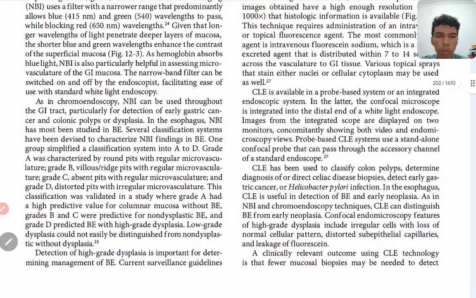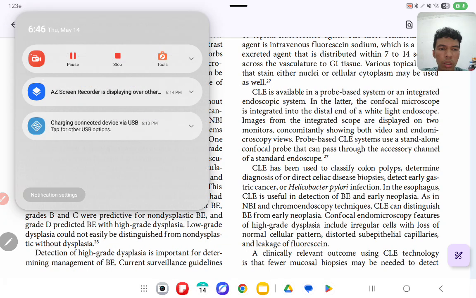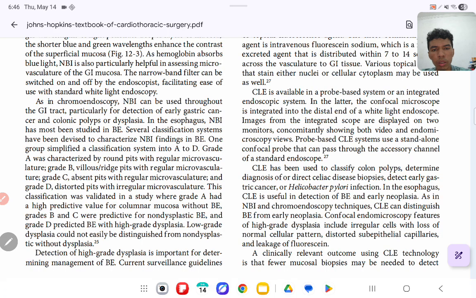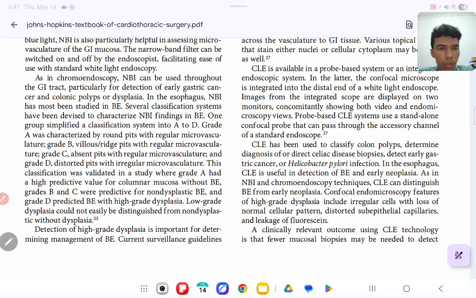CLE is available in a probe-based system or an integrated endoscopic system. In the latter, the confocal microscope is integrated into the distal end of a white light endoscope. Images from the integrated scope are displayed on two monitors, concomitantly showing both confocal and endoscopic views. Probe-based CLE systems use a standalone confocal probe that can pass through the accessory channel of a standard endoscope.